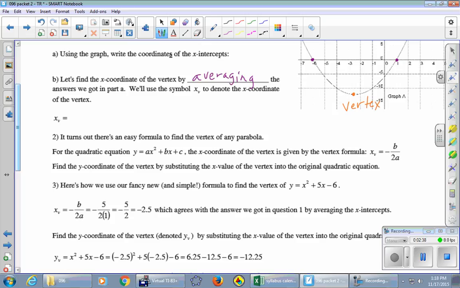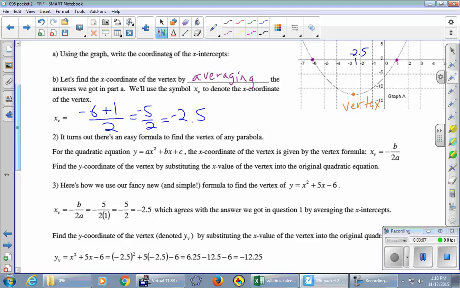So in this case, we're averaging -6 and 1, the two purple dots. And remember, to average two numbers, you add them and divide by 2. So we get -5/2, or -2.5. Everyone willing to buy? -2.5 is the x-coordinate of the vertex.